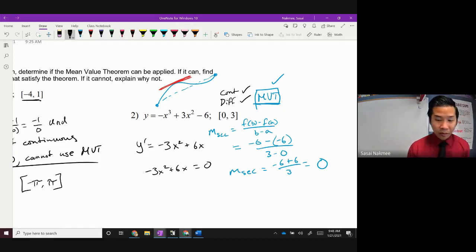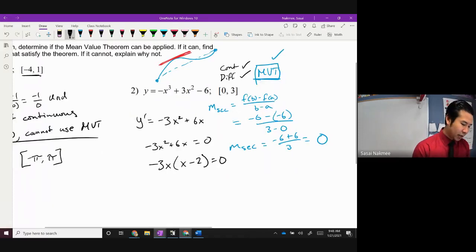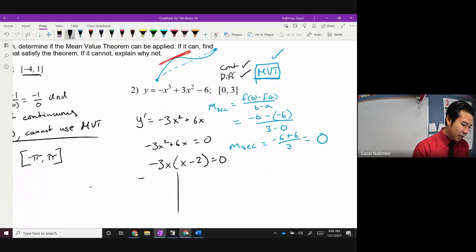You could either solve this by factoring or by using the quadratic formula, but the quadratic formula would be a little overkill for this one. I'm going to factor out the negative 3x, and what's left behind is x minus 2. You factor out a negative sign, so it should be x minus 2. So I have negative 3x equal to 0, which means x is equal to 0, or x minus 2 is equal to 0, and the other one is x equals 2.